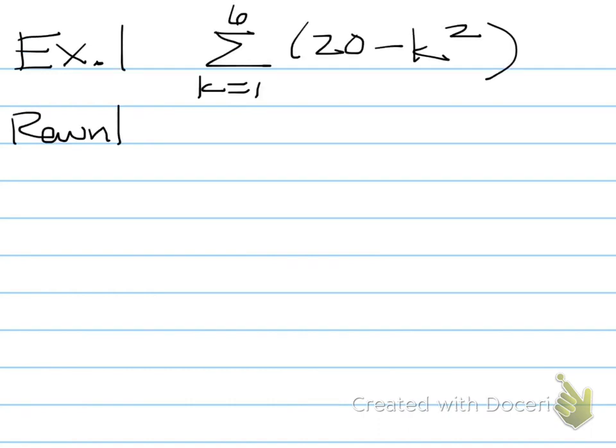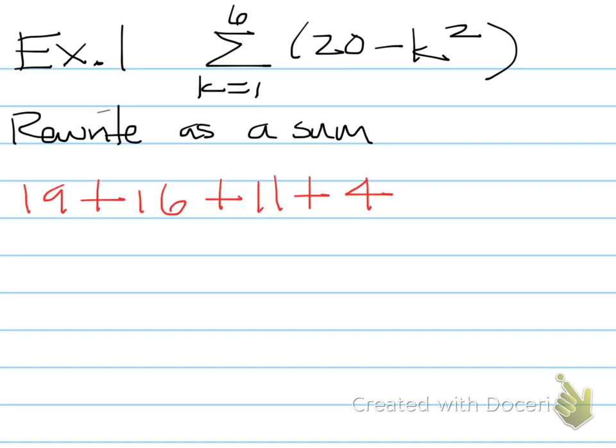All right, so for this first example, we're going to rewrite as a sum. Simplest way to do this is to just replace the k in the expression with 1, and then 2, and then 3, and so forth. So when we replace the k with a 1 and simplify the expression, we get 19. When we replace it with a 2, we get 16, all the way down to replacing the k with a 6, and we get negative 16.